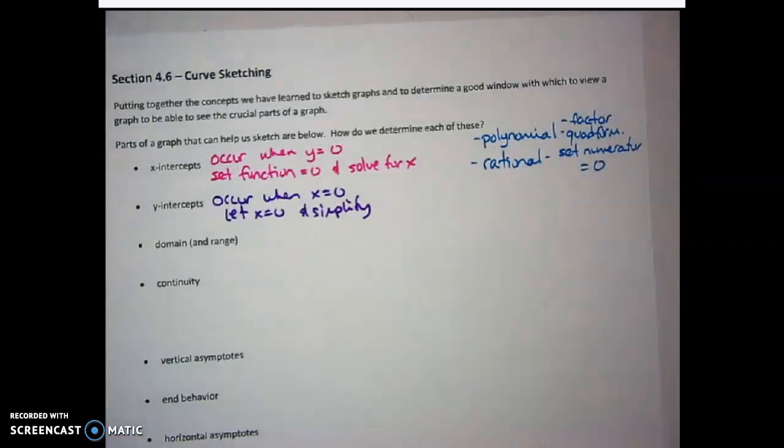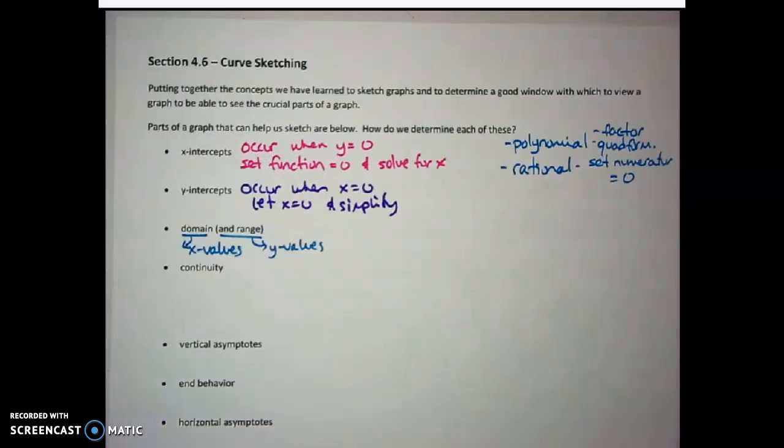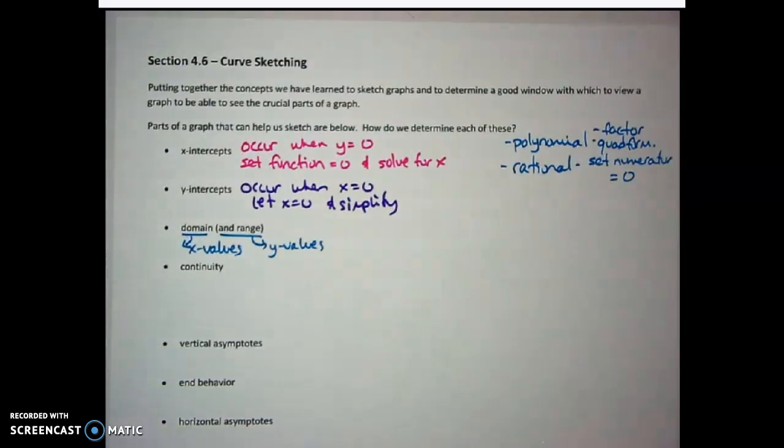The domain and range. How do you determine the domain and range? Well, keep in mind that the domain is the x values and the range is the y values. You usually need to think about the domain before you can determine the range, or a lot of times if you can figure out the domain, then it's pretty simple to figure out the range by plugging in those extreme domain values. So you're thinking about what x values for which a function can be defined. So you're thinking more about what values must be excluded.